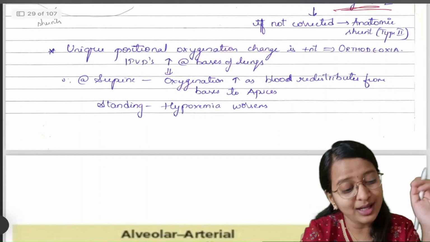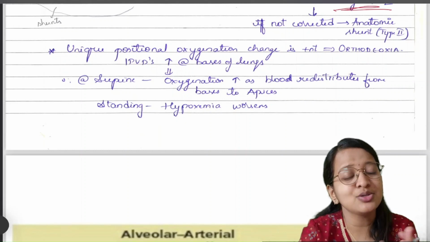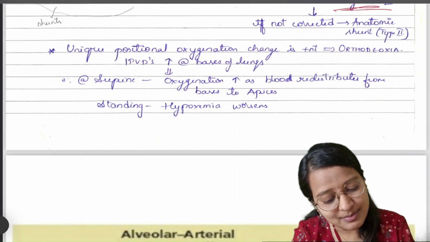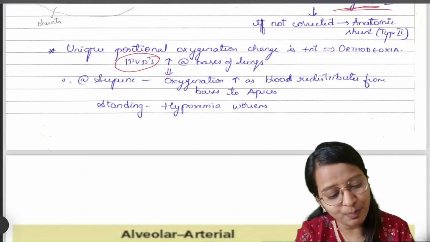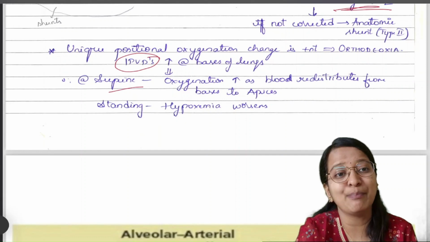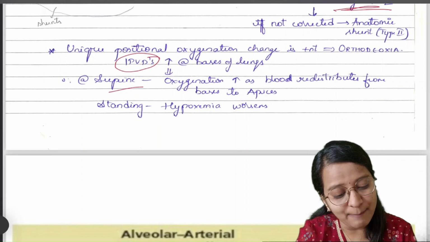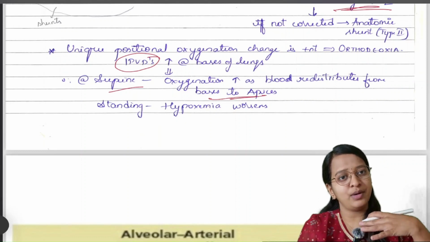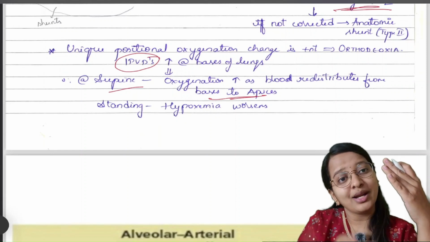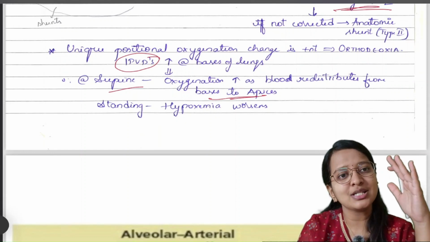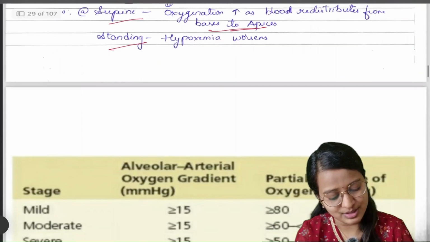And what happens is there will be positional oxygenation here. That is your orthodeoxia. These vascular dilatations are more at the bases of the lungs. So in the supine position, oxygenation is better as blood distributes from bases to apex. In supine, blood diffuses from bases to apex and the vascular dilatations are more at the bases. So oxygenation is better in the supine position, whereas on standing the hypoxemia worsens.